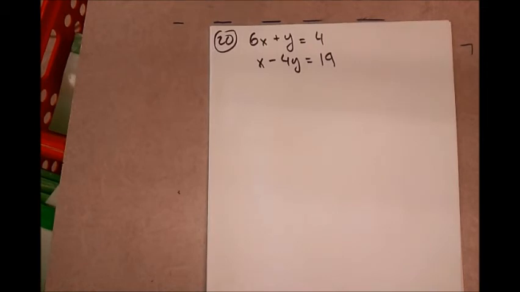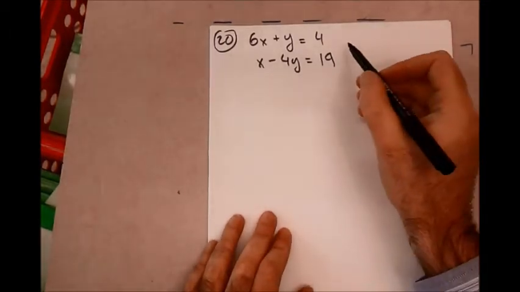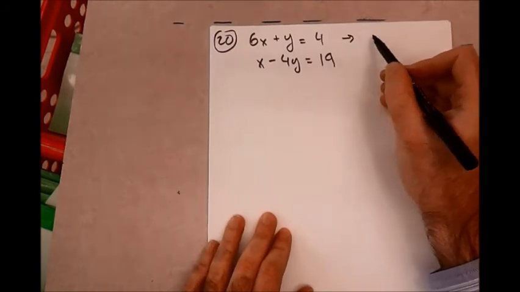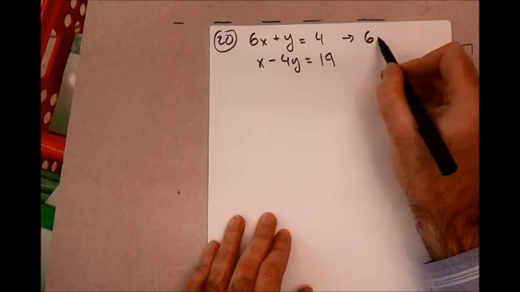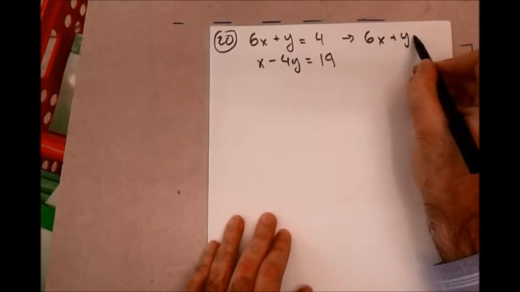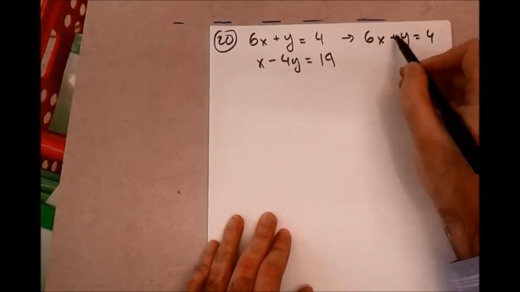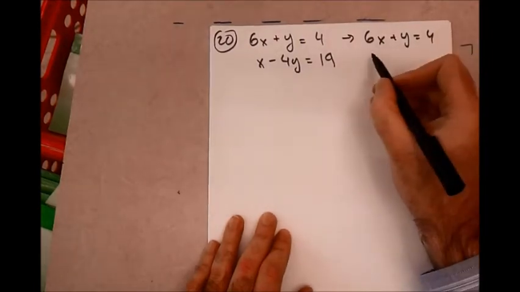I think the bottom one looks simpler. Actually, in this case, the top one looks a little better. They're both equally good, I'd say. I'm going to choose the top one. You could have chosen the bottom one here. It really is not going to make much of a difference. And I'm going to isolate the y because it's already all by itself, so that should make it a little easier.